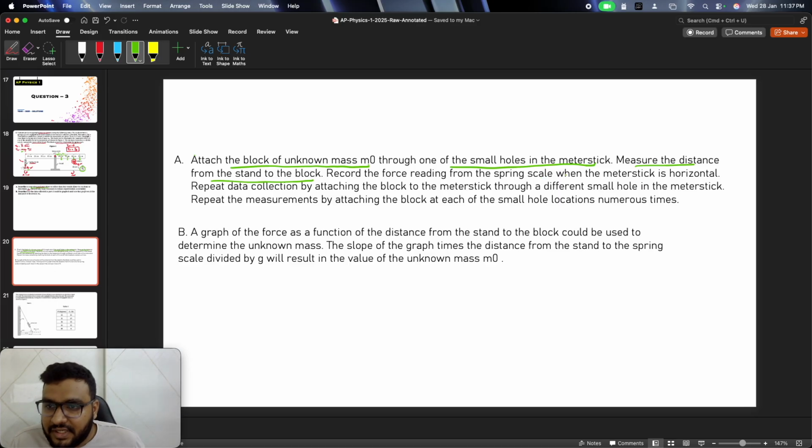And we need to record the force reading from the spring scale when the meter stick becomes horizontal. So when does it become horizontal? When the net torque becomes 0 and it is in an equilibrium position.